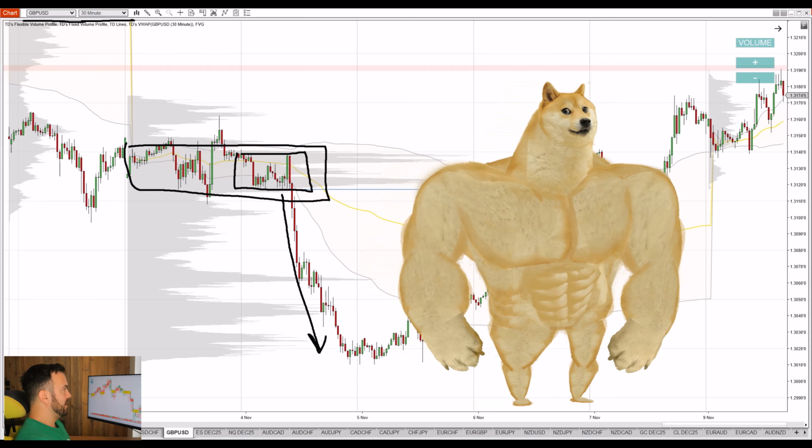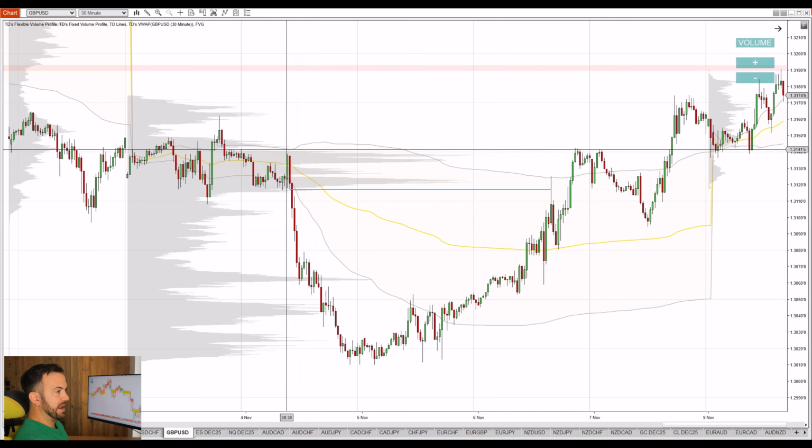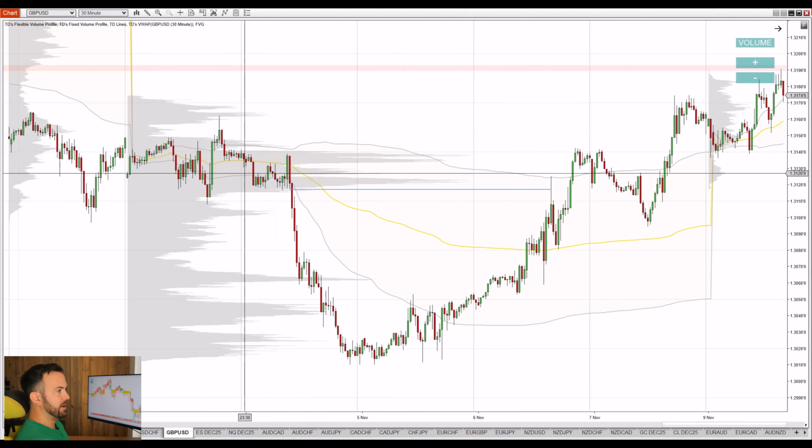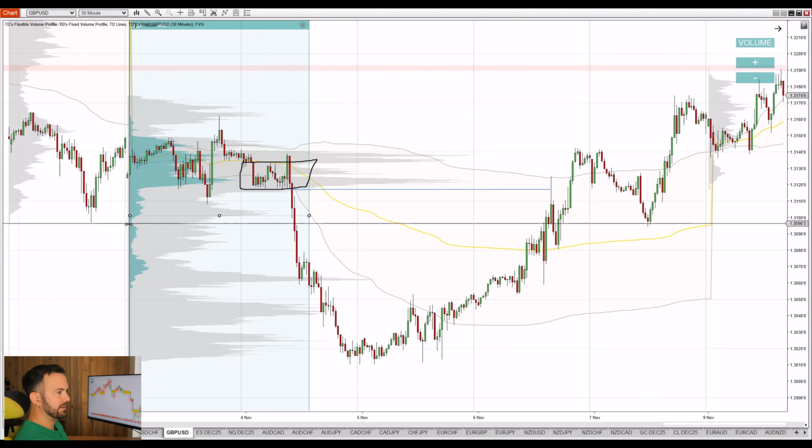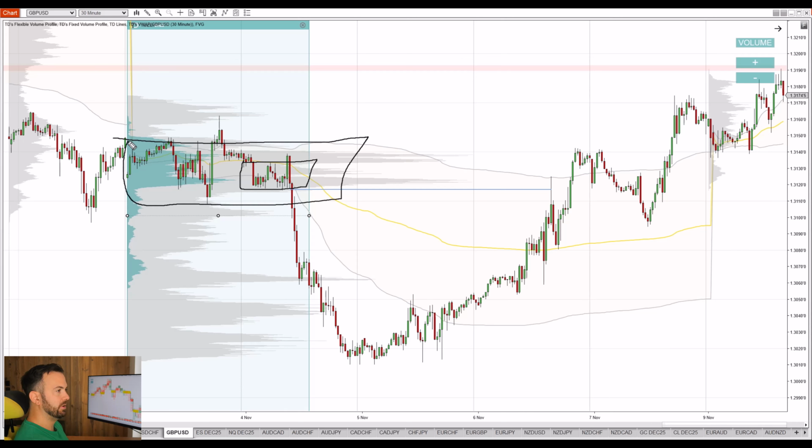Then there needs to be a heavy volume zone in that rotation area. So I use my flexible volume profile like this to look into the rotation zone to identify the heavy volume area. This is the important heavy volume zone. You can also use the volume profile like this over this whole rotation area, and still it shows this heavy volume spike here, right?